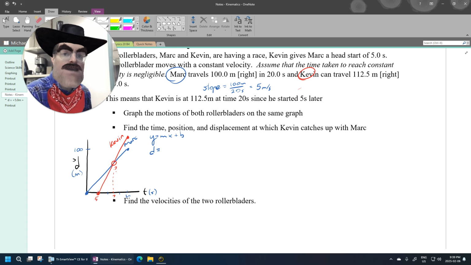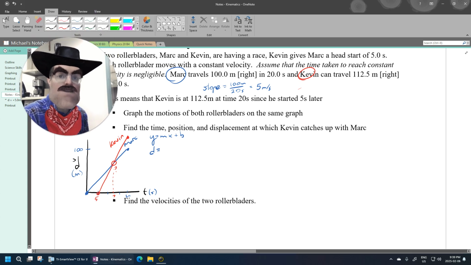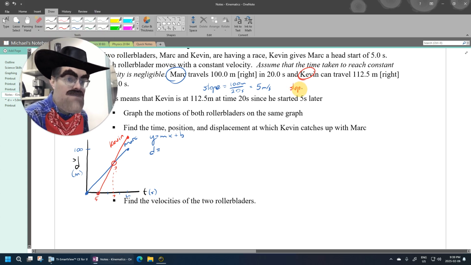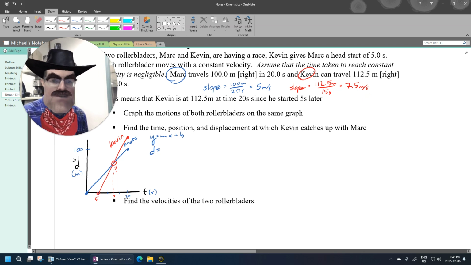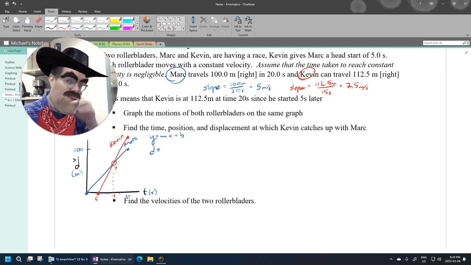Kevin, might as well do it right now because I'm going to need it eventually. His slope is going to be his rise, which is 112.5 meters over 15 seconds, which ends up being 7.5 meters per second. Okay, so he's going a bit faster. You can see from the picture that's definitely the case. Much steeper line. Okay, so now we know the slopes.